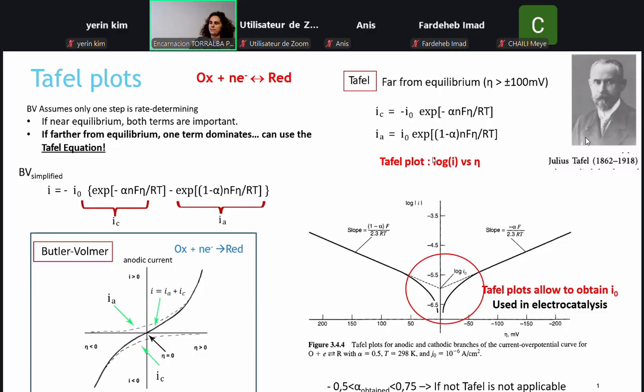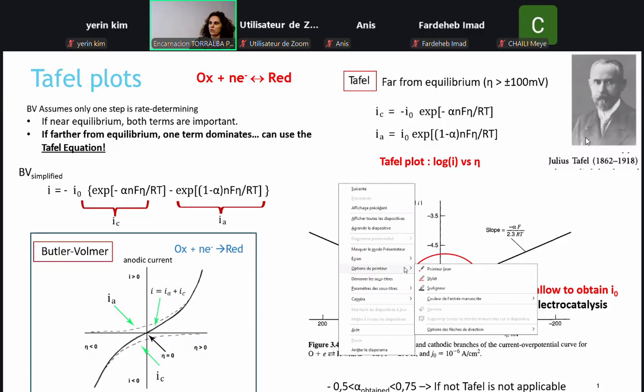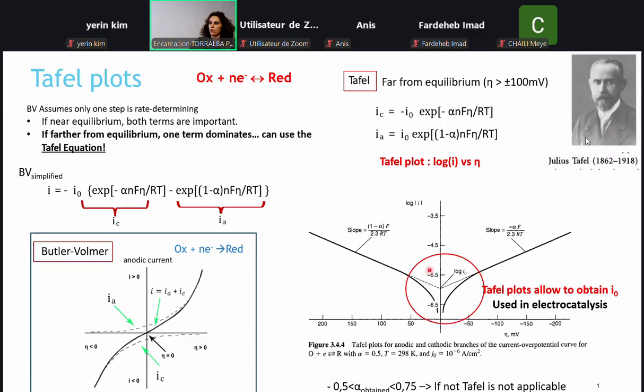Do you see my mouse? Yes, Lucy. I don't know if I can put that pointer. Why not? Pointer laser. Oops. Great.